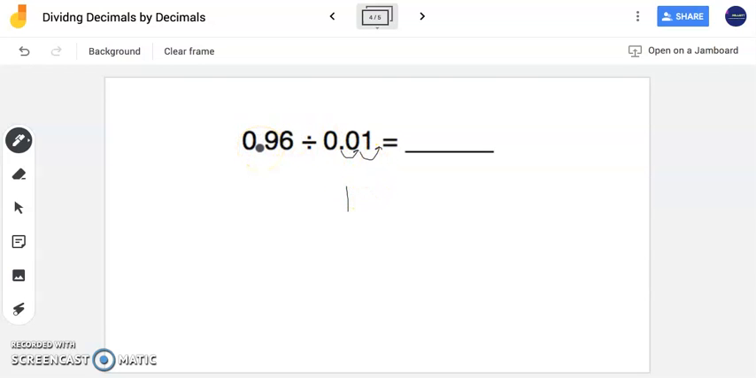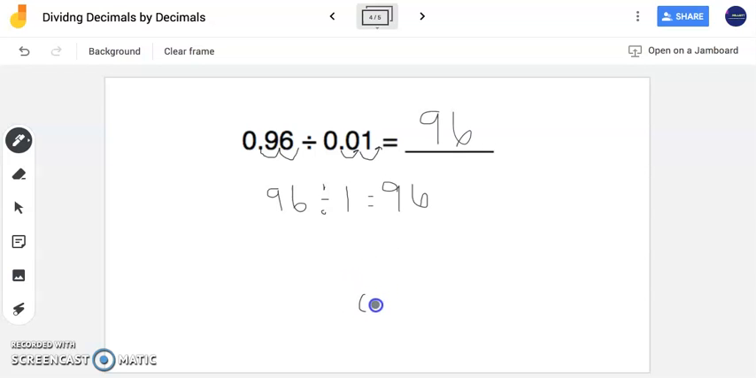So now I'm going to take 96 hundredths and multiply it by 100 as well, moving my decimal point 2 places to the right. So now all you have here is 96 divided by 1, which again is just 96, because anything divided by 1 is itself. And therefore your answer here, 96 hundredths divided by 1/100th, is 96.